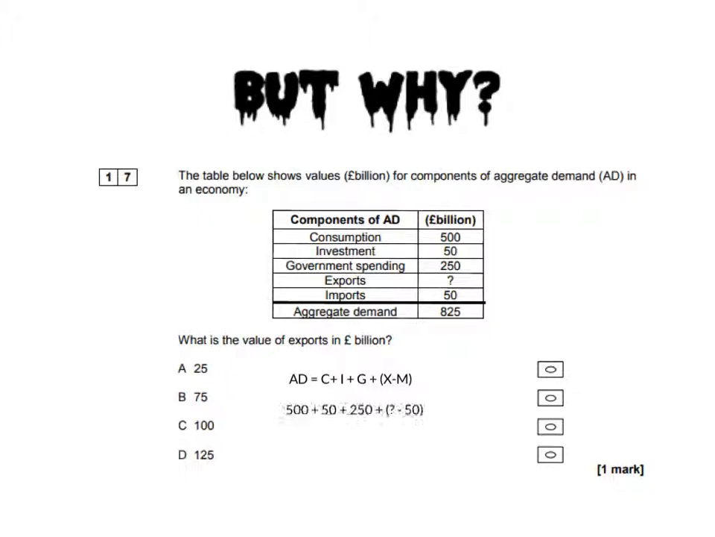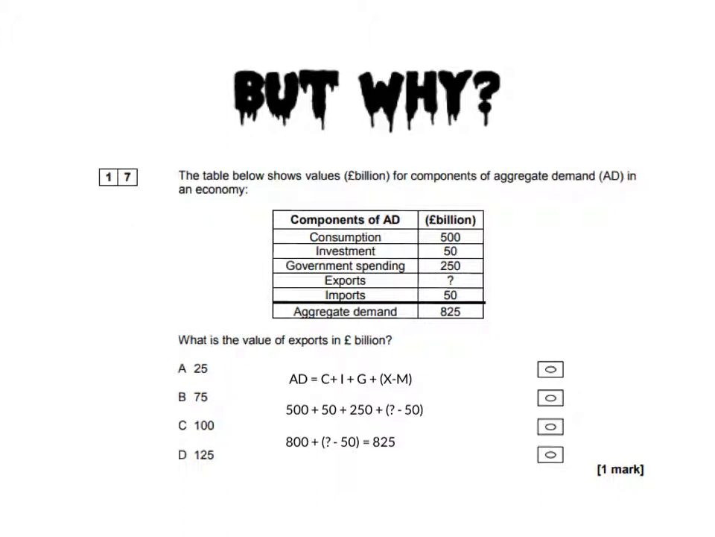So when you rewrite the formula, you can see that it cannot be 25 because it's 500 plus 50 plus 250 plus question mark minus 50. So therefore, if you do 25 minus 50, then obviously you'd get a balance of payments deficit within this, and you get minus 25. So it cannot be that.